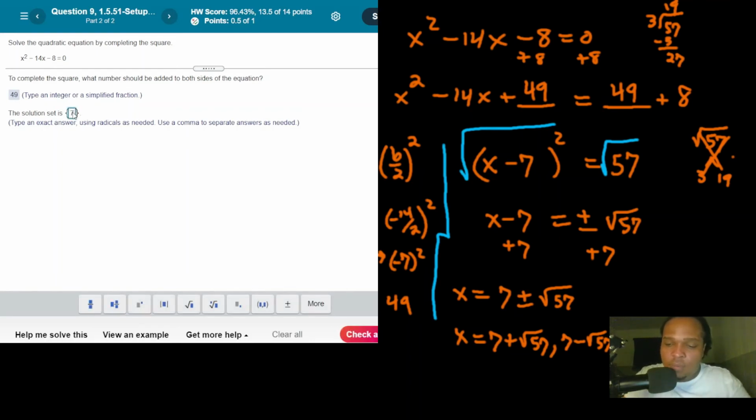So 7 plus square root of 57. Move with the right arrow. 7 minus square root 57.